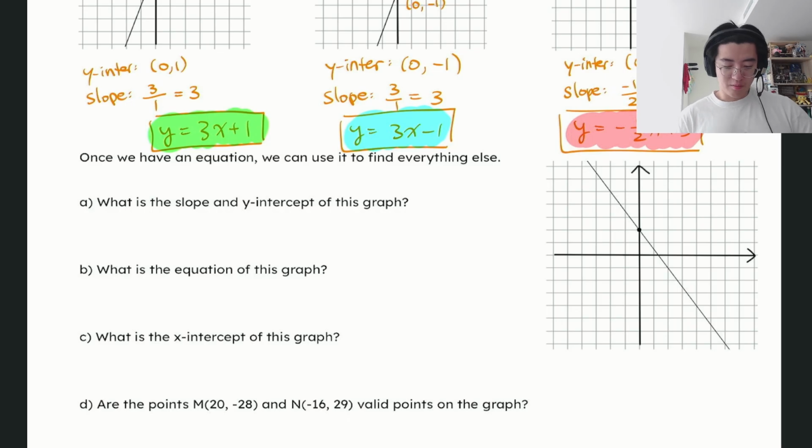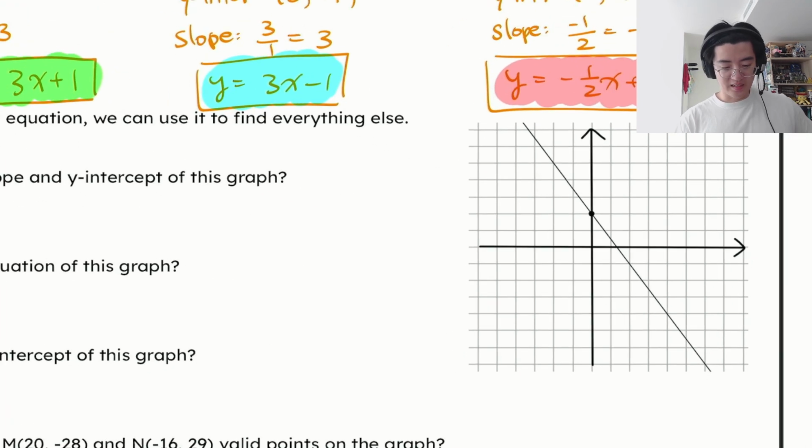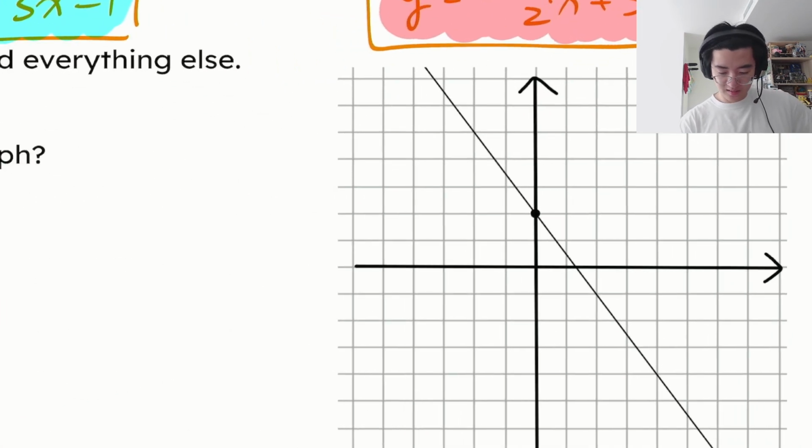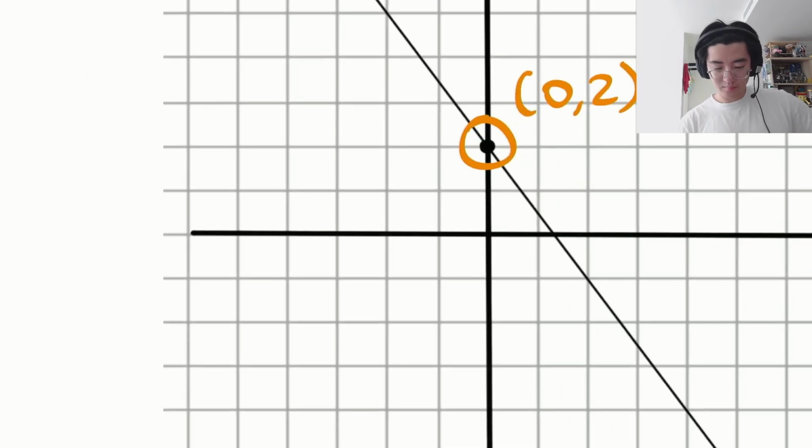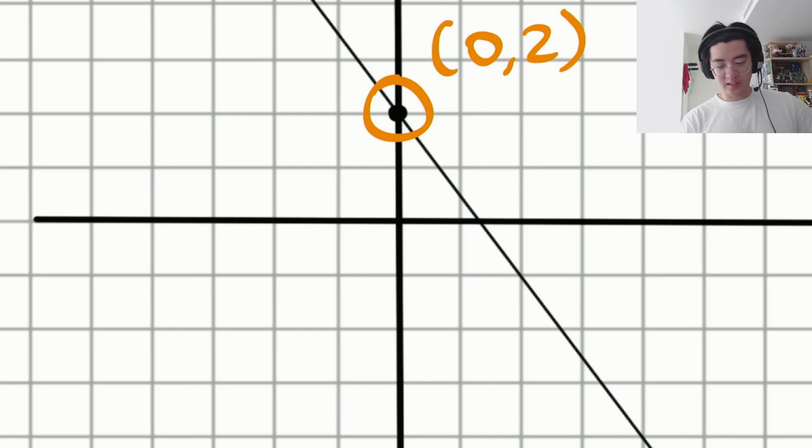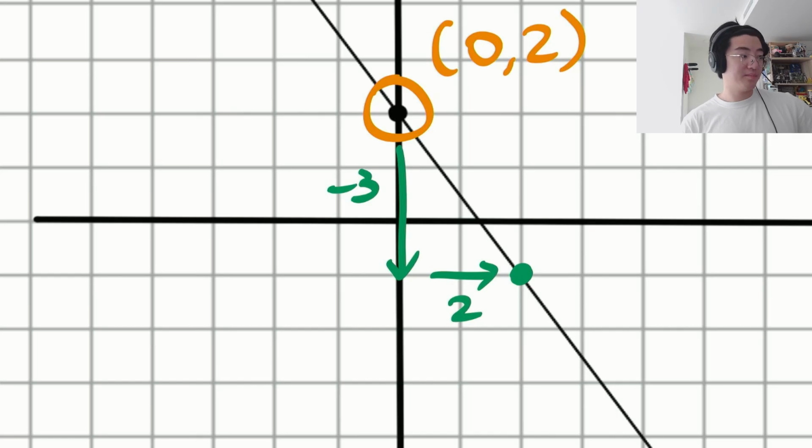So once we find the equation, we can do anything we want. So let's take this one here. All right, let's find the slope-intercept form. The y-intercept is at 2. Again, I'll always give you a dot for the y-intercept. Let's find another point, say this point right here. We're going down by -3 and going to the right by 2.